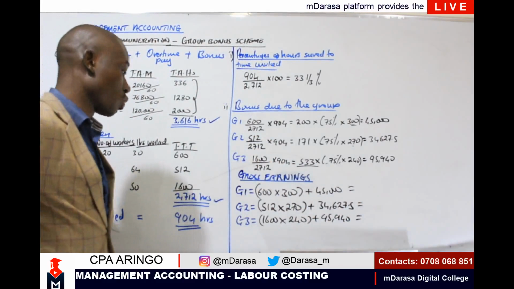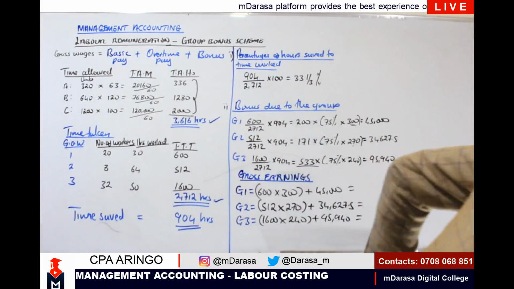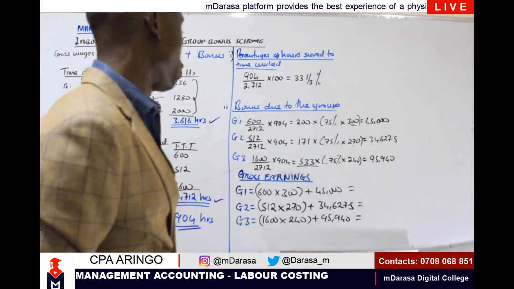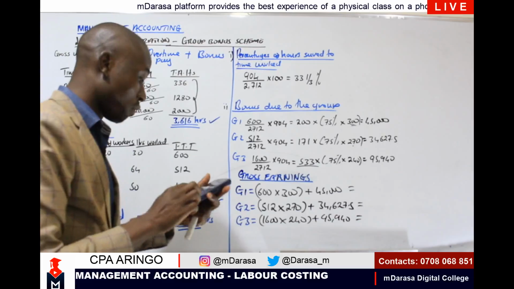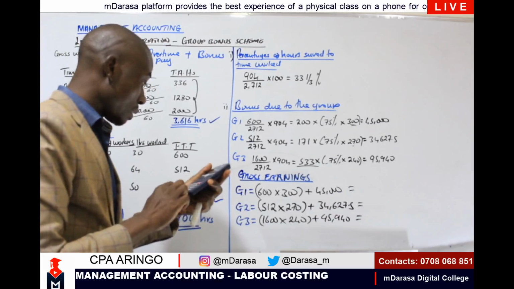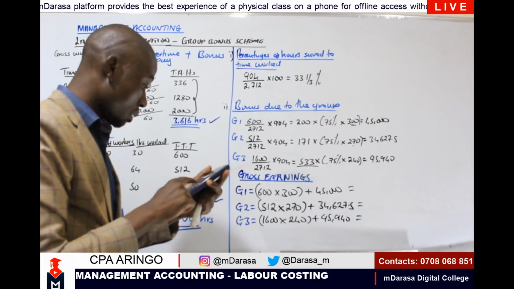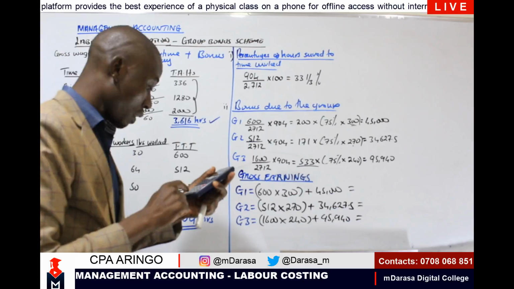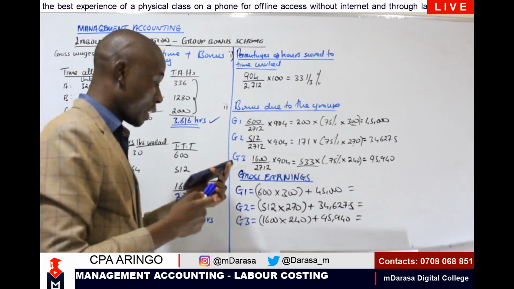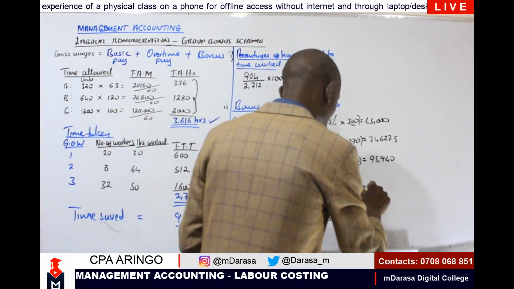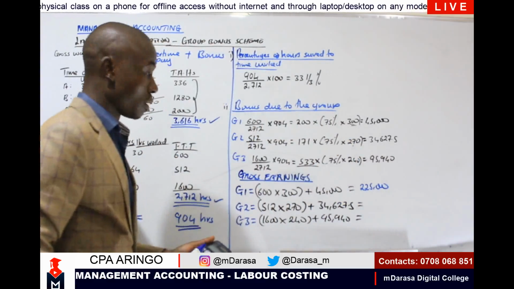So our gross earnings to the group, we should be talking of how much? For group 1, we should be talking of 600 by 300. We add 45,000, right? So therefore, we should be talking of how much? 225,000, correct? What about the other one?